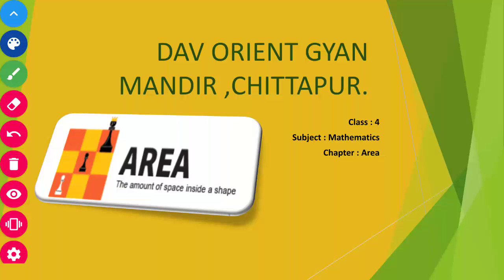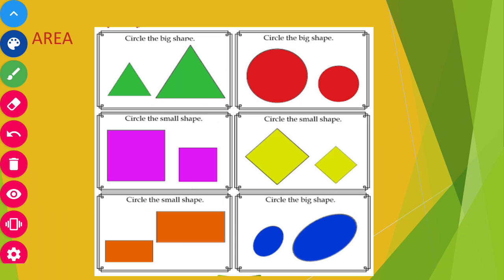Area. Children, you might have studied in the previous class about perimeter. Perimeter is nothing but the length of the boundary, isn't it? The length of the boundary. As you have learned, the perimeter is nothing but the border, the length of the boundary, which we call a perimeter. Now we are going to know about area.